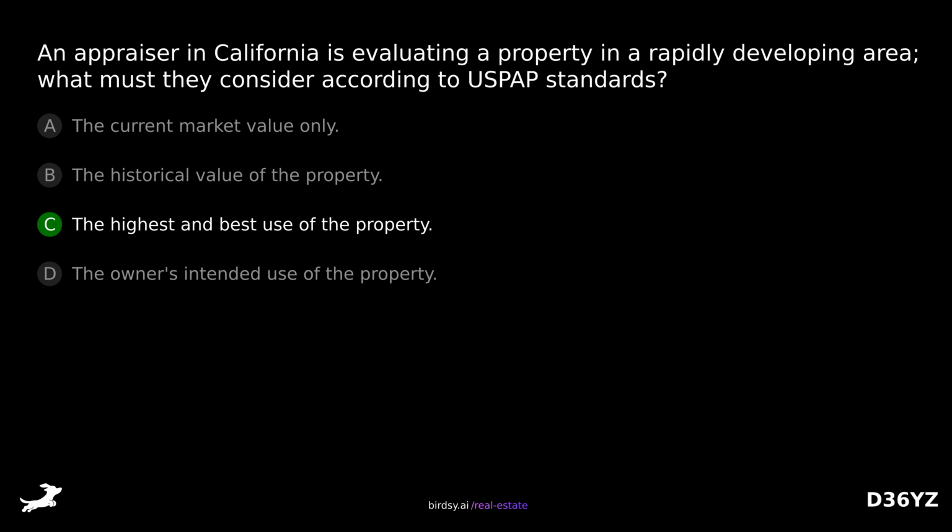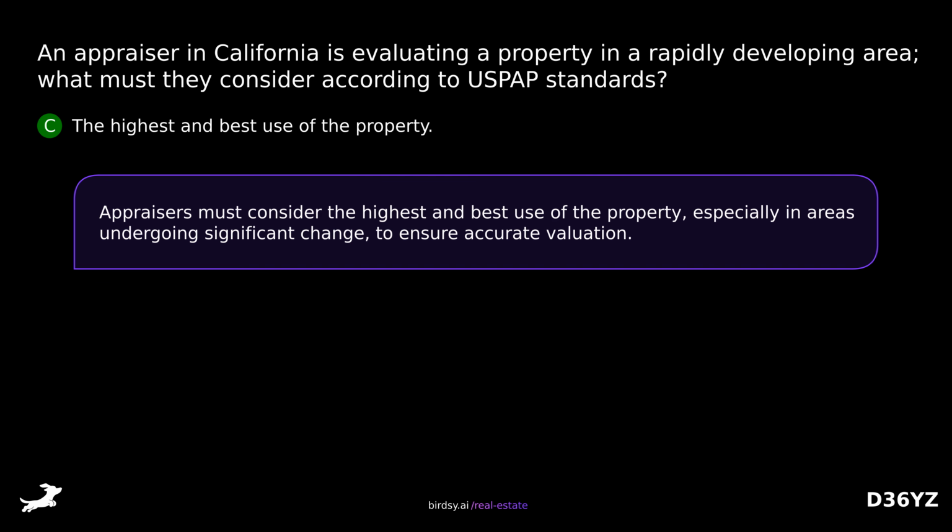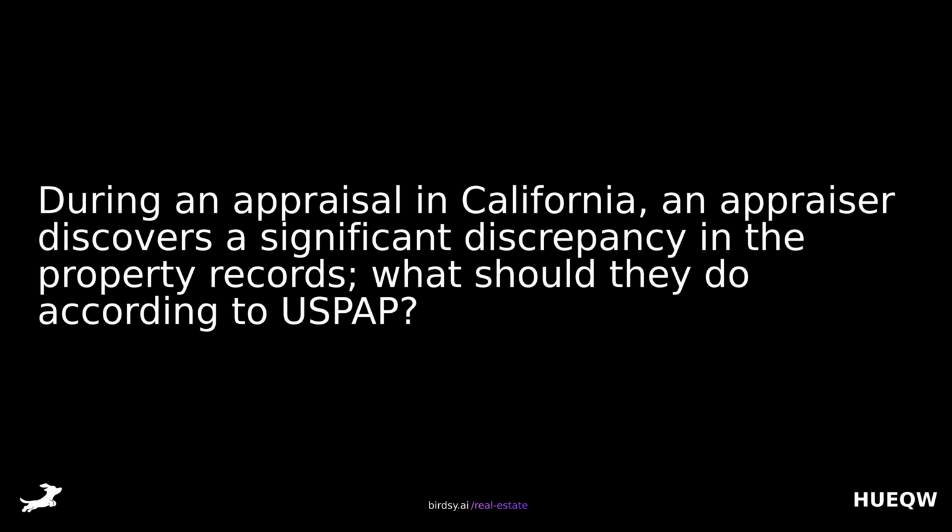The answer is C, the highest and best use of the property. Appraisers must consider the highest and best use of the property, especially in areas undergoing significant change, to ensure accurate valuation. During an appraisal in California, an appraiser discovers a significant discrepancy in the property records.